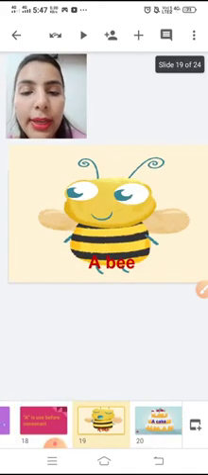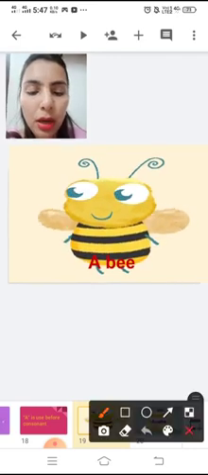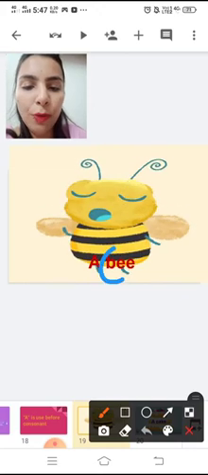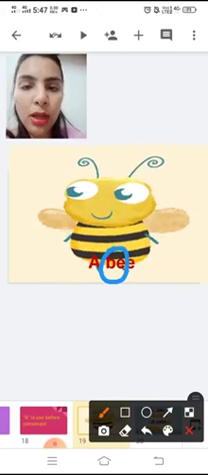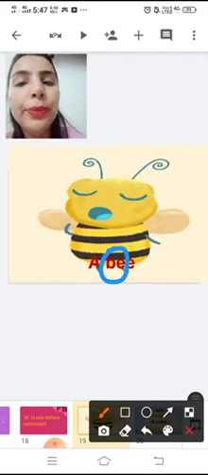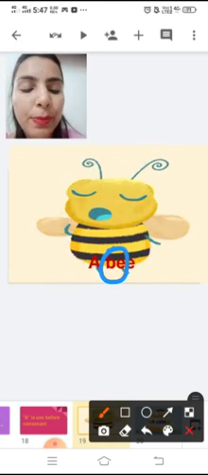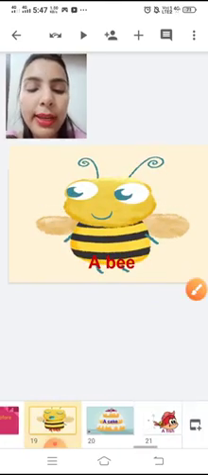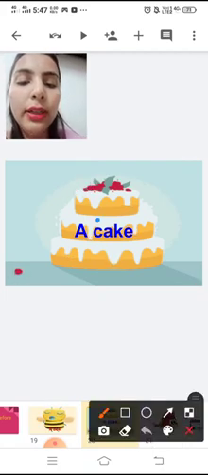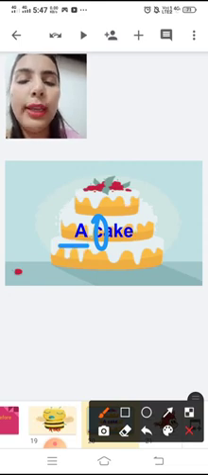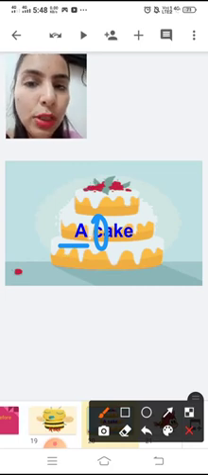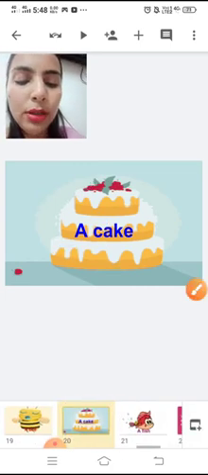See, example, a B. Here A is used before the noun B, because B starts with the letter B. So here we use A because B is a consonant. Now see the next, a cake. Here cake starts with the letter C. So here we use A before cake because C is a consonant. That is why we use A before the noun cake.